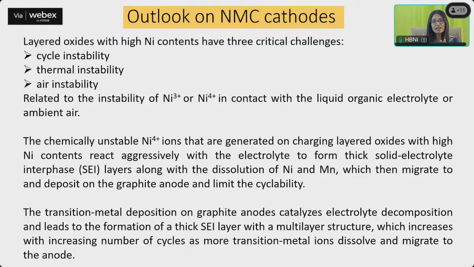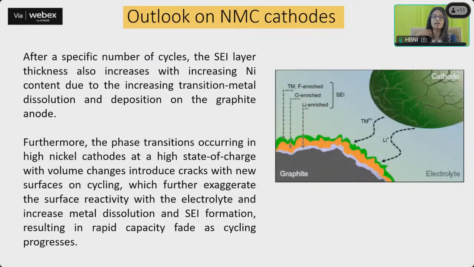So the moment there is this transition metal deposition on your graphite anode, it is going to again catalyze electrolyte decomposition in the anode layer also. And there you will find a very thick SEI layer forming with a multi-layer structure. And this is going to increase with the increasing number of cycles as more and more transition metal ions dissolve and migrate to the anode. So at the end of the day, what is happening? Your SEI layer is getting thicker and thicker. You are losing more and more lithium.